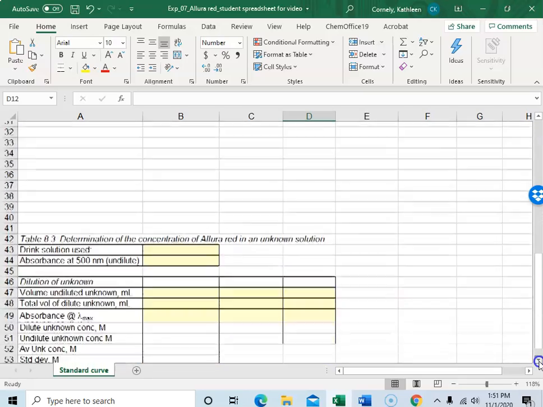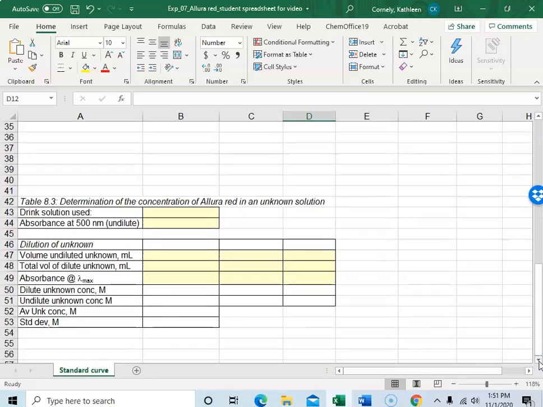Moving down here, on this part of my spreadsheet, I have my unknown information. The Allura Red concentration in my drink was our unknown. Here you'll want to tell us what drink you used. Here you should indicate the absorbance at the Lambda Max. I used 500. That's what I measured when I did this experiment. You might have gotten a different Lambda Max, so you should just record whatever it is that you got.